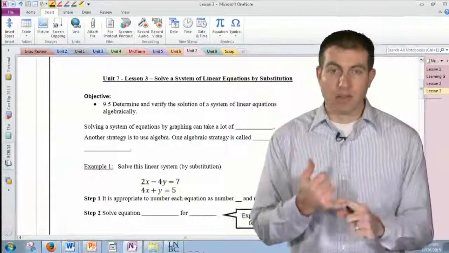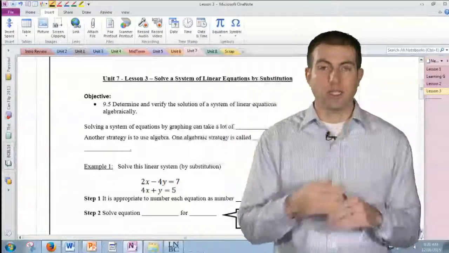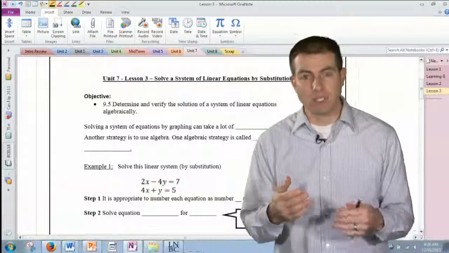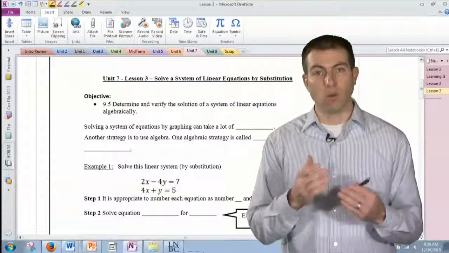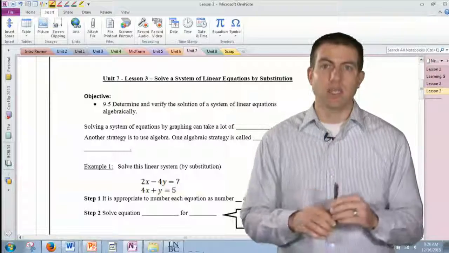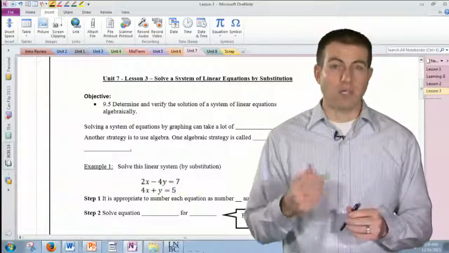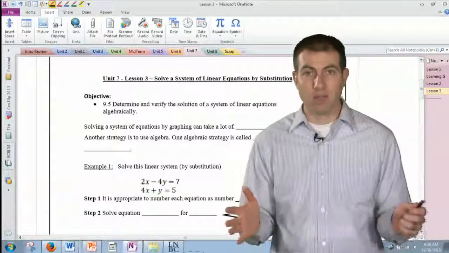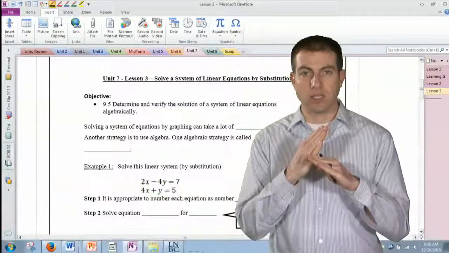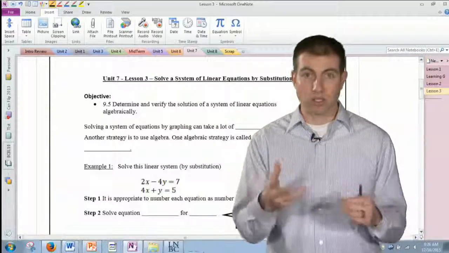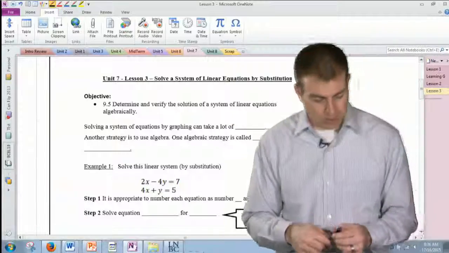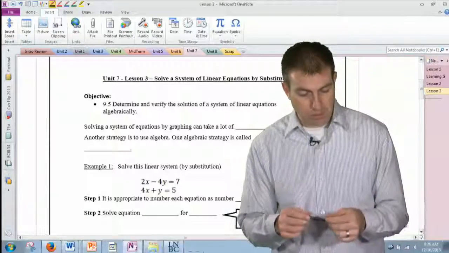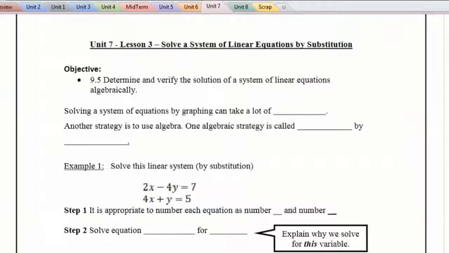Last week we did graphing to find out where those lines intersected. Yesterday we did elimination, where we added or subtracted two equations together to figure out what x and y were, or where those equations intersected. Today we're going to solve by substitution. So the exact same thing. We're trying to figure out where our lines are crossing. Where they cross is the solution to the system. And we're just going to look at doing it a different way. So here we go. Solving a system of equations by graphing can take a lot of time.